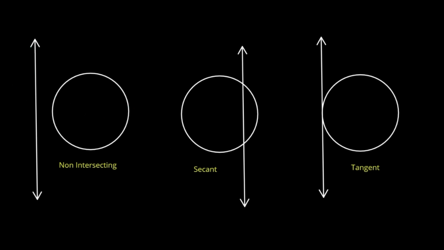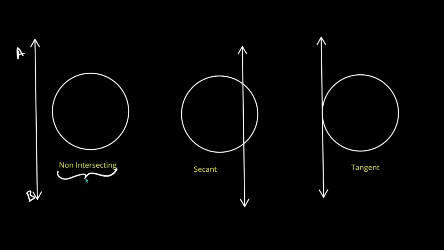Let's take this line as some line AB. So this AB is the line. This line is not at all touching the circle. Then the relation between the circle and this line is that it is not intersecting at all. Those are separate, not touching each other. So that's called not intersecting.